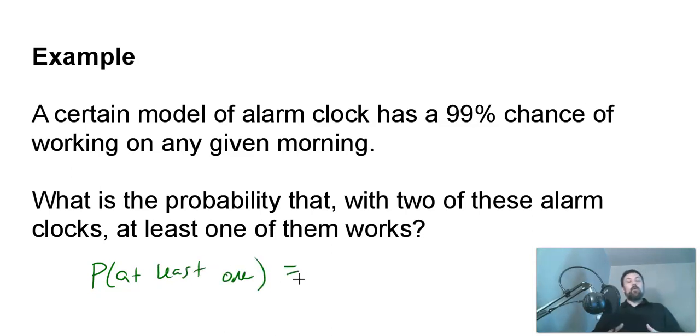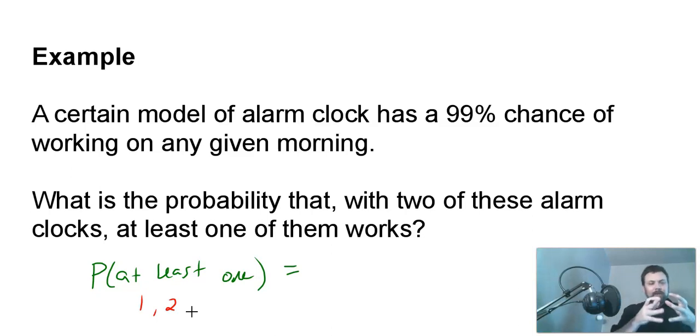Well, if we try to calculate that directly, that means we have to calculate the probability that one of them is working and the probability that 2 of them are working, right? Because that's at least one. At least one means either one of the alarm clocks worked or both of them worked. It's an or, right? Either one worked or 2 worked. But either way, it's still 2 calculations that you'd have to do, right?